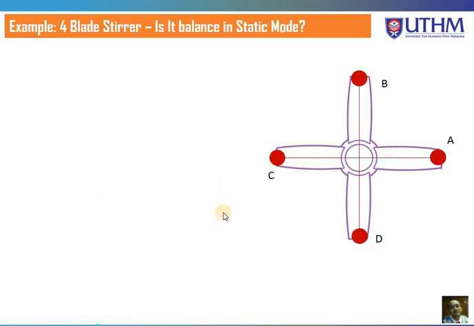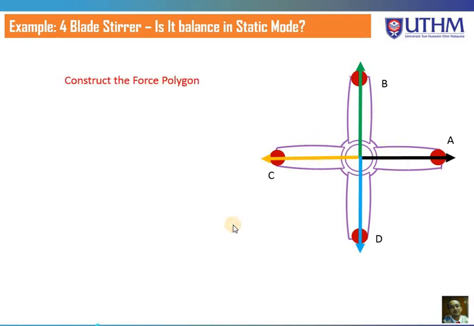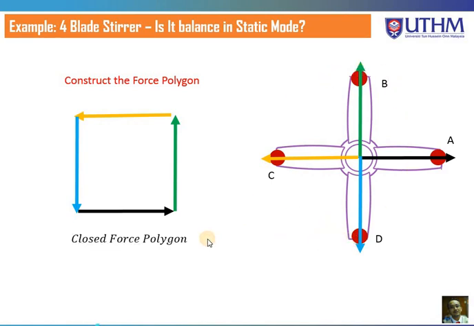To further understand that, we refresh on the previous video where we had a four blade system with masses A, B, C and D of the same mass and the same radius. Here we have the vectors of the centrifugal force of A, B, C and D. We make sure the system is balanced by constructing the force polygon. The system here is in a closed force polygon, so we confirm that this is balanced in static mode.